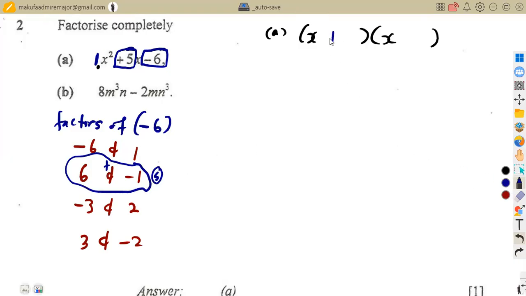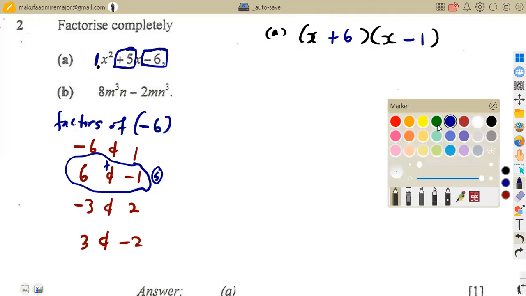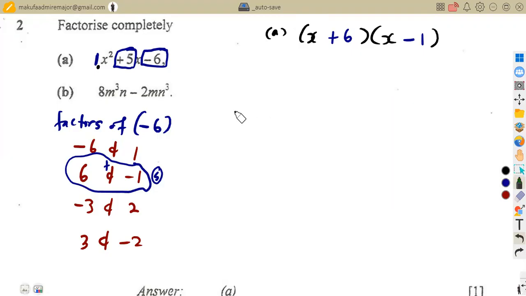So we are going to have here plus 6. Another one is minus 1. That is the condition, only like that. Or you can apply the traditional method. The traditional method is the one where you go back and say, all right, we are given x squared plus 5x minus 6. Remember our traditional method, we multiply the first term to the last term. This is 1x squared times minus 6, which is going to give us minus 6x squared.